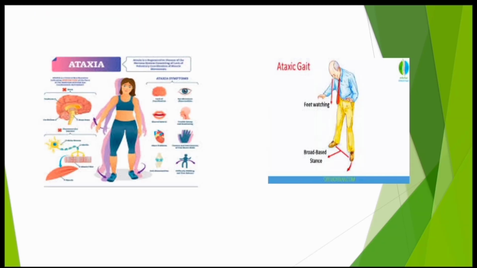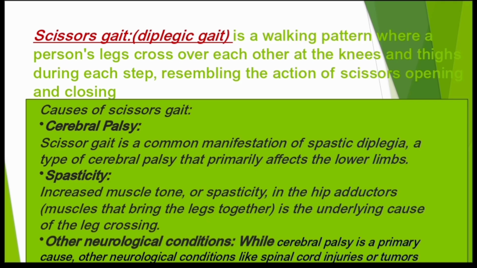You can see in the picture how the person is standing with broad base support in the ataxic gait condition. So next type of gait is scissor gait. It's also known as diplegic gait. It's a walking pattern where a person's legs cross over each other at the knee and thigh during each step, resembling the action of scissors opening and closing. You can remember the example of scissors opening and closing for this scissor gait.